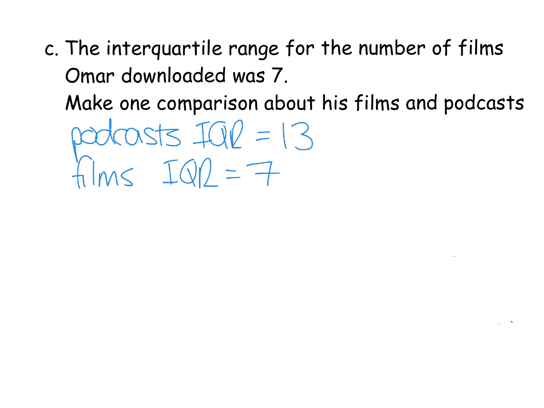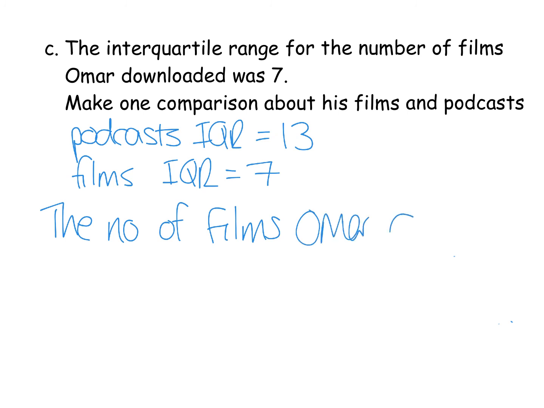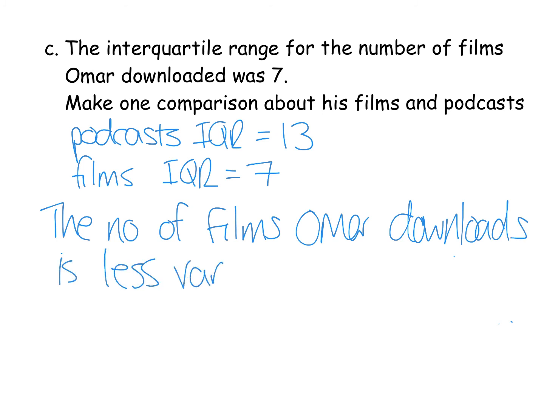Okay, so because of the films, and I always take the stance of the second bit of information they give us, the films' interquartile range is lower, so that means the number of films he downloads are a lot less varied each month. It's more consistent numbers he downloads each month, with the podcasts a wee bit more all over the place. So we need to put that into a sentence. So we're going to write: the number of films Omar downloads is less varied than the podcasts.